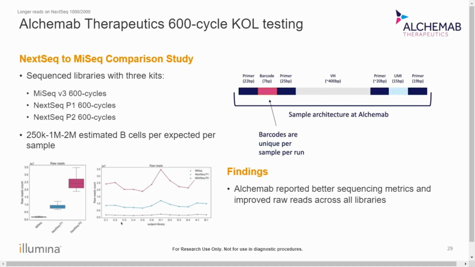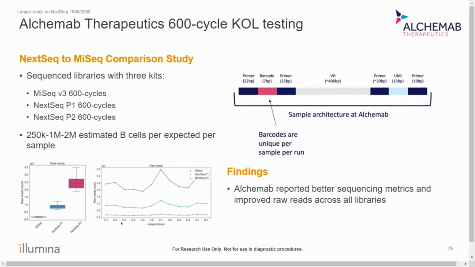Moving to another user example with user-generated data, this study was run by Alchemab Therapeutics, one of our KOL testing sites for immune repertoire profiling. We provided kits for Alchemab to perform a comparative study on how the NextSeq P1 and P2 flow cells would perform alongside the MiSeq V3 kit that they've traditionally used.